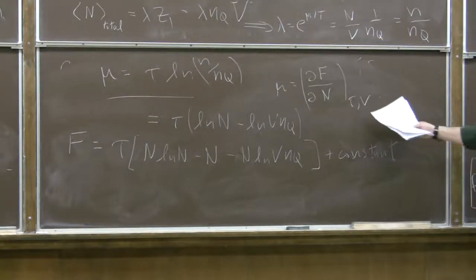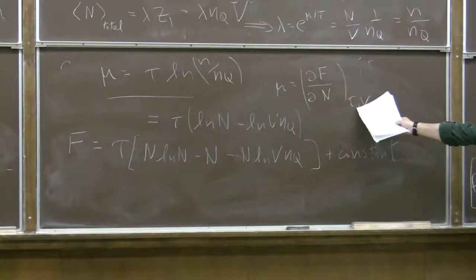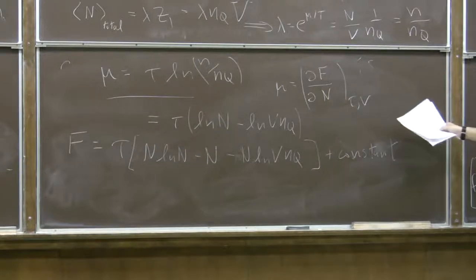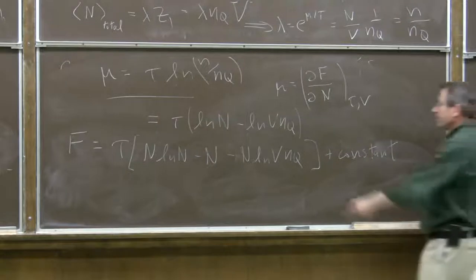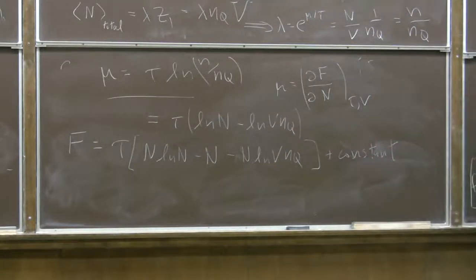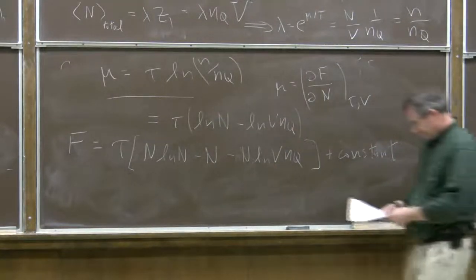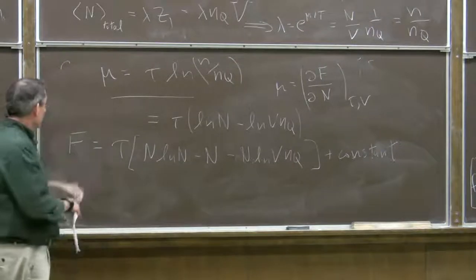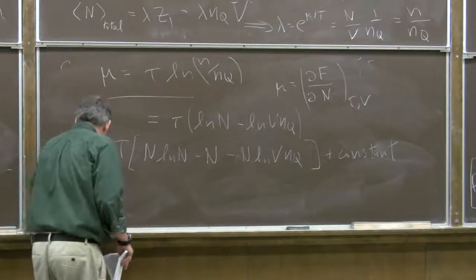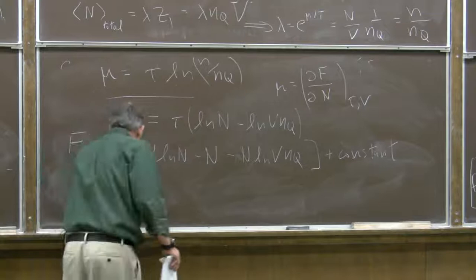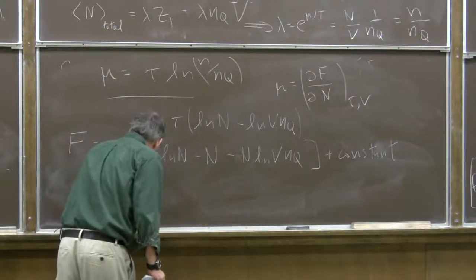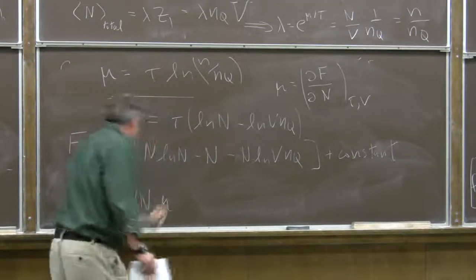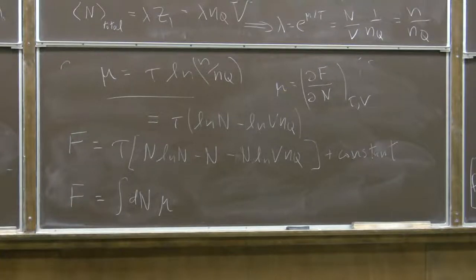I could do that because I obtained the relation between chemical potential and free energy holding temperature and volume fixed. So if temperature and volume are fixed, this is just a constant. So if I integrated, this is the integral dn of mu, holding temperature and volume fixed.